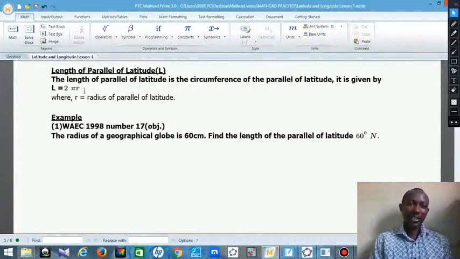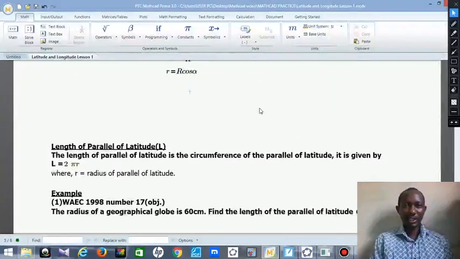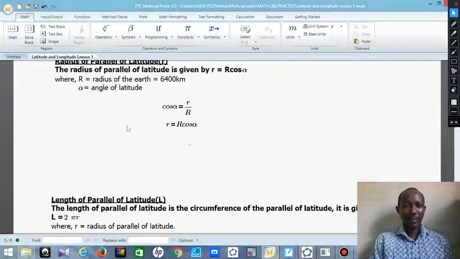Then how do you get the radius? In our previous session, let me just write it up so that you can see it. We said the radius of parallel of latitude is equal to capital R, which is the radius of the sphere itself. So if it's Earth, we use 6,400 times cos alpha. And remember I said alpha means angle of latitude. That is all. It's a very simple question.